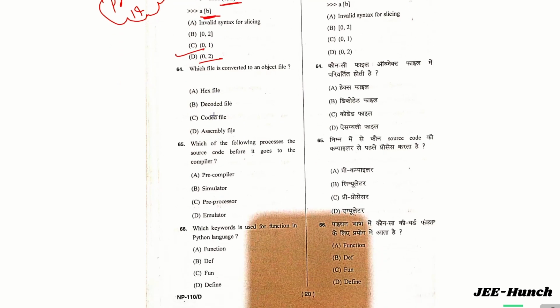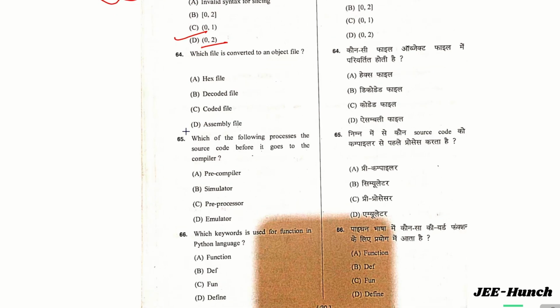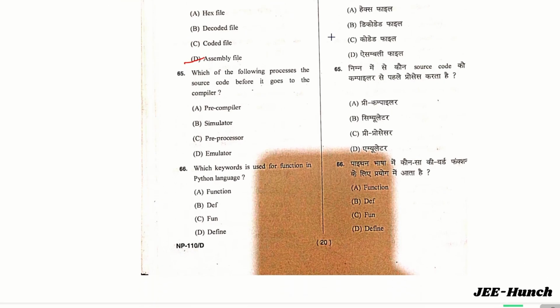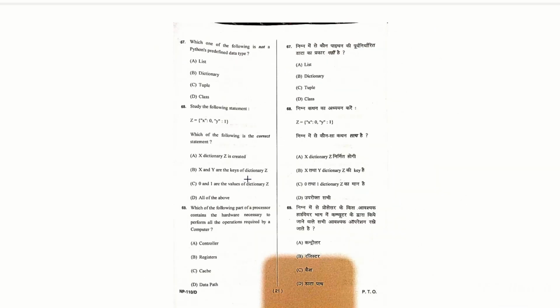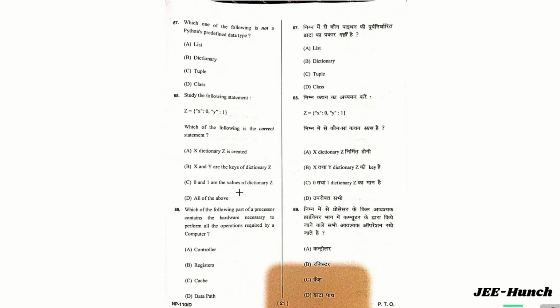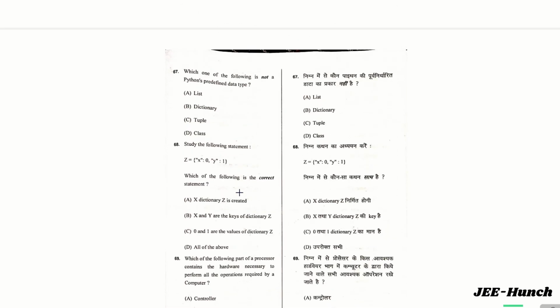Okay. Which file is converted to an object file? So assembly file. Which of the following processes the source code before it goes to the compiler? So source code preprocessor. Okay. 66. Which keyword is used for function in Python language? So for function, def. You see this function before in all codes in the question. Okay.